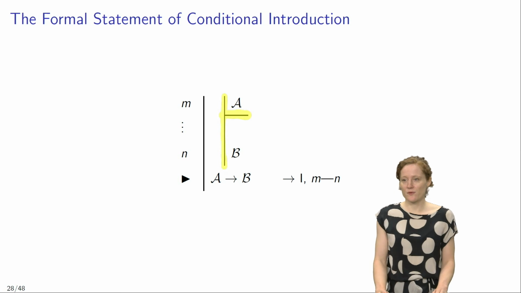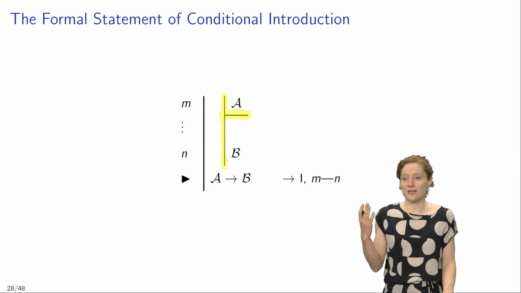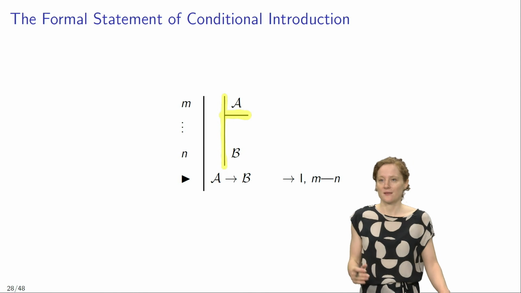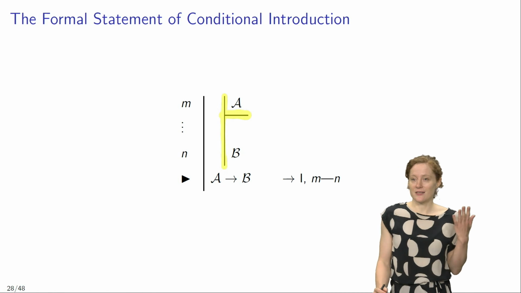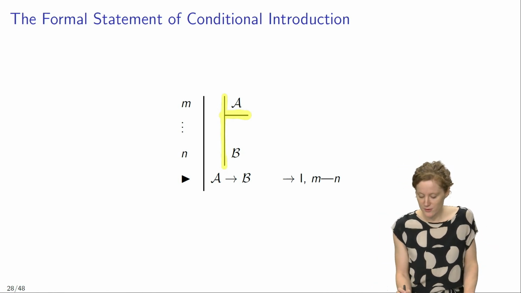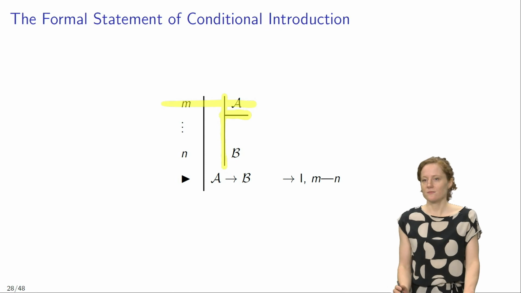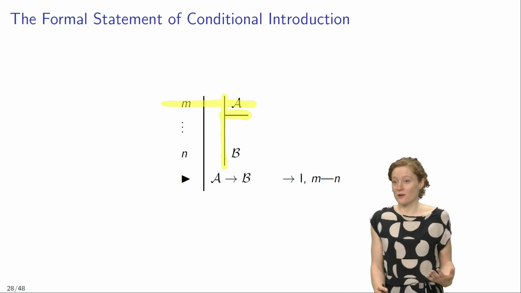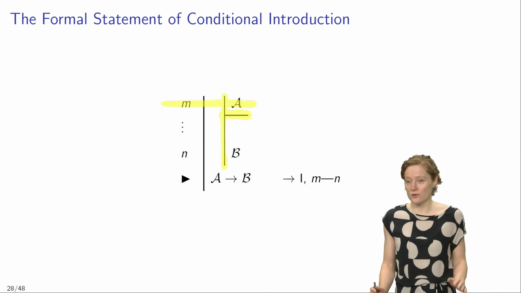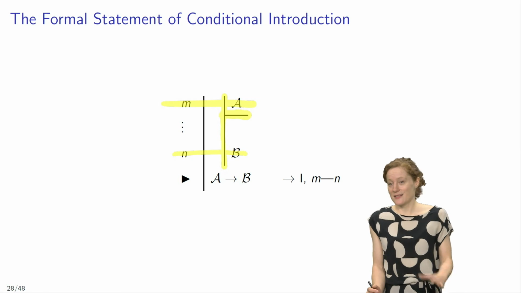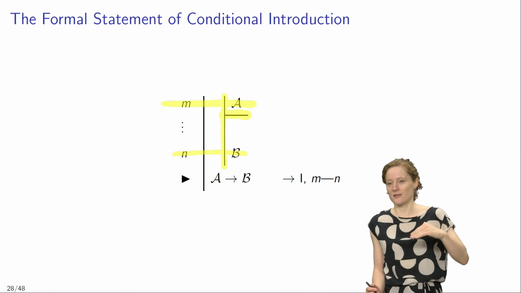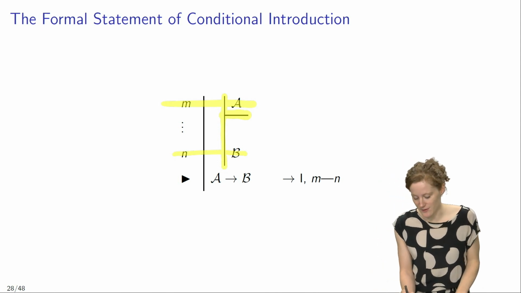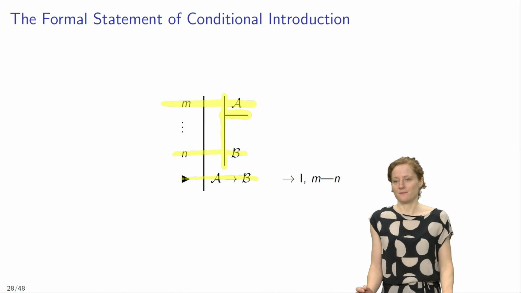Now, we start subproofs whenever we introduce additional assumptions into our proof. When you use conditional introduction, you introduce an additional assumption into your proof. In this case, you introduce the assumption A. And then you go on and you show that under the assumption that A is true, you can infer B. And this entire subproof that starts with the assumption that A and ends with the conclusion that B, then licenses you to infer that if A, then B.